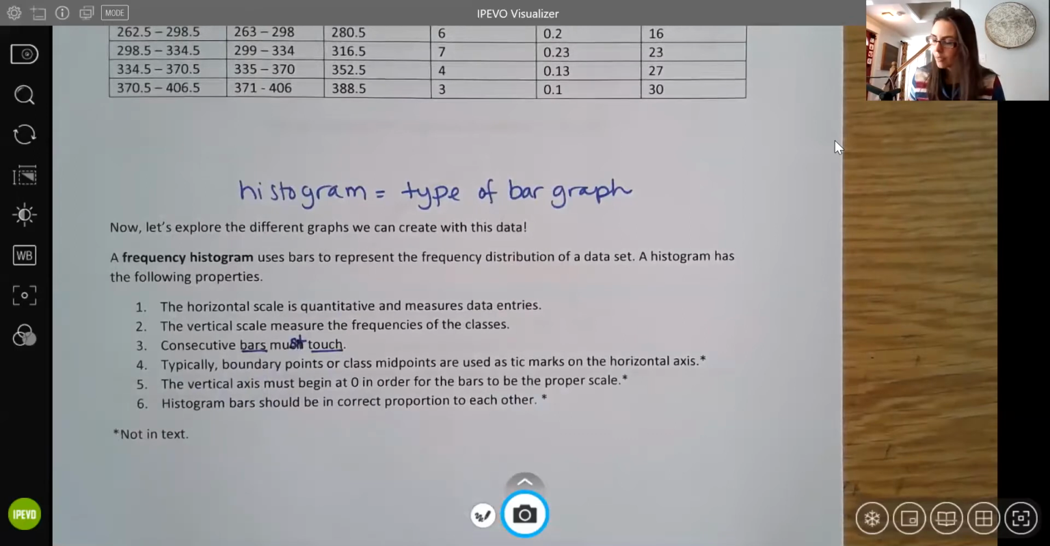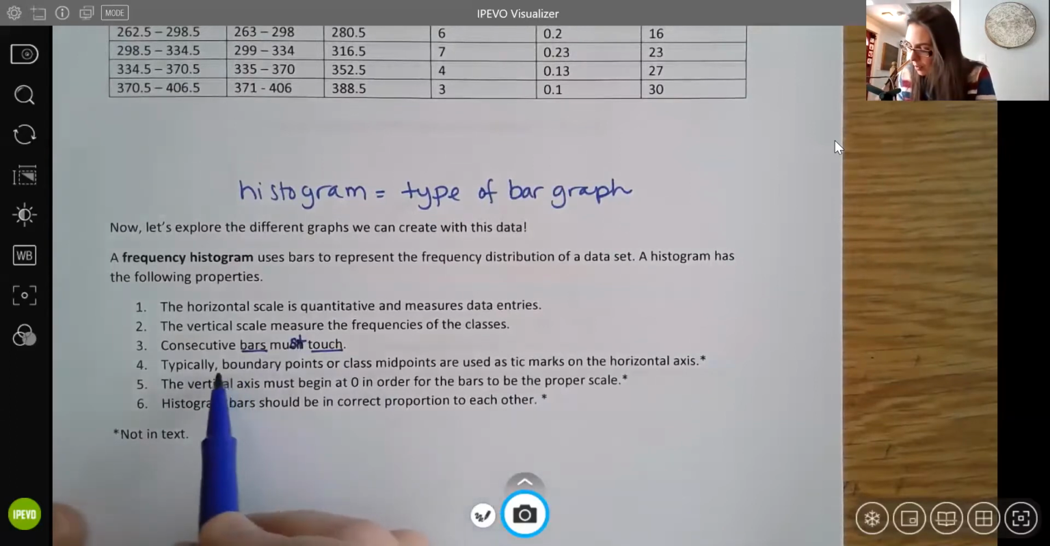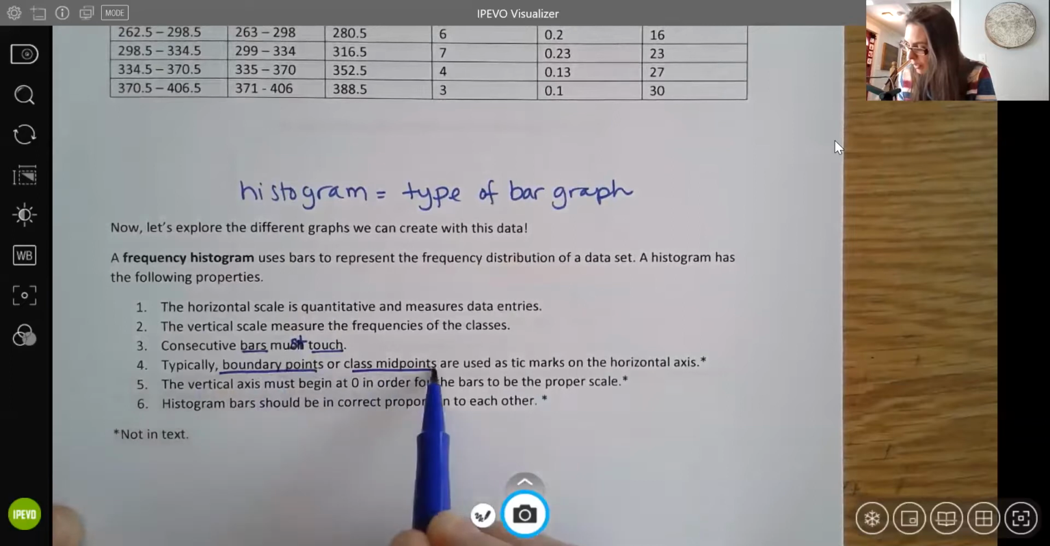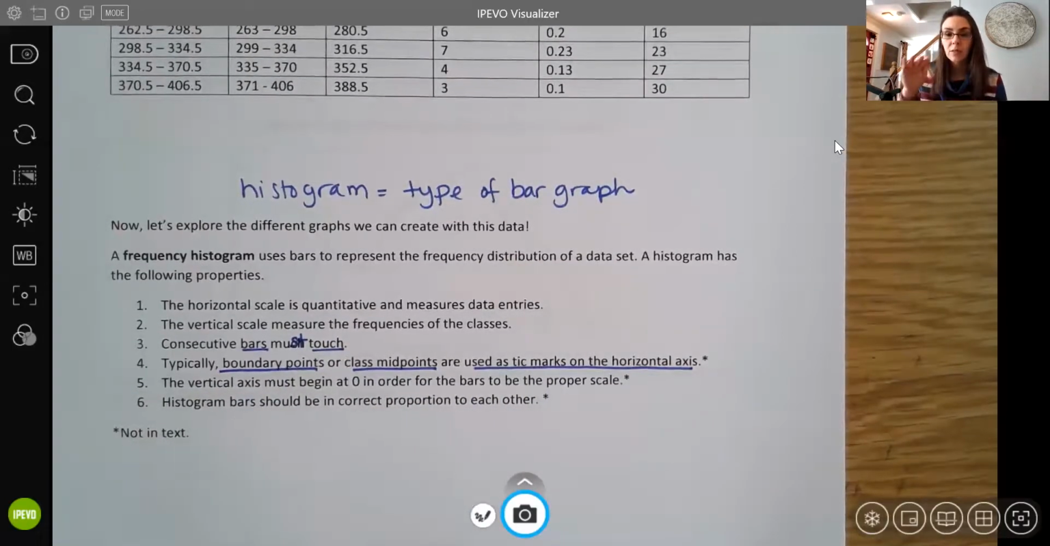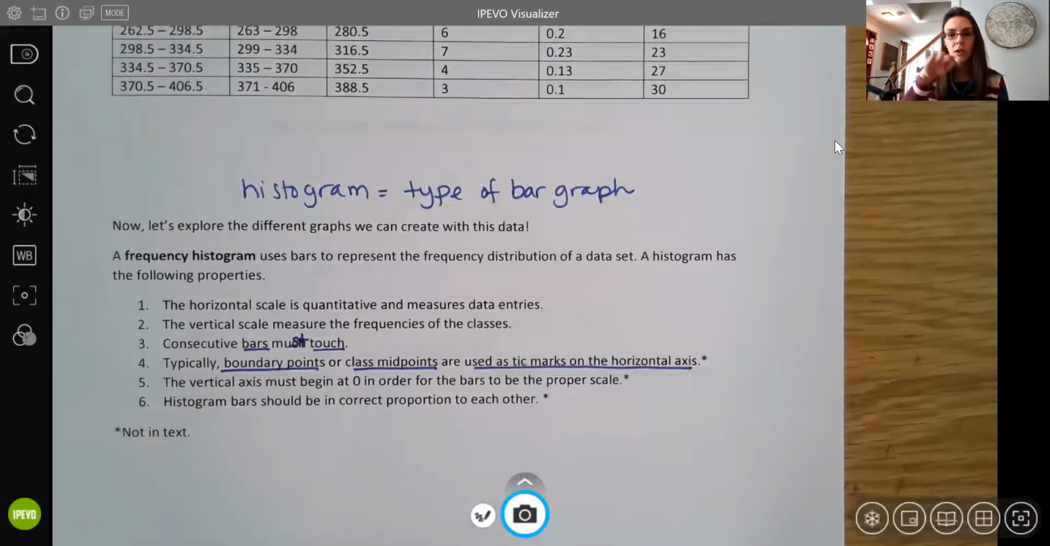When we're designing these histograms, boundary points or class midpoints are used as tick marks on the horizontal axis. So that's really key. On your horizontal axis, you're not usually listing the classes, you're usually listing the class midpoints or boundary points.